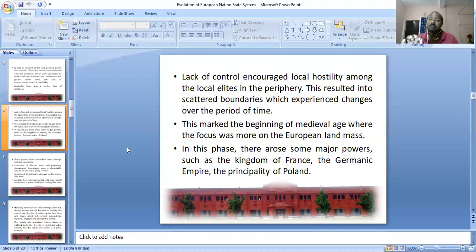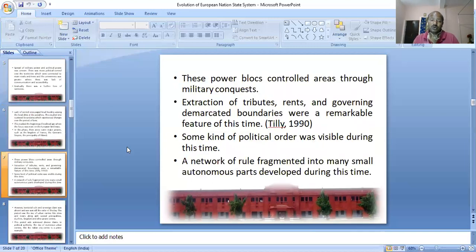So these power centers emerged in the medieval period of Europe. I'm not speaking about Britain. I'm speaking about France, Germany, and Poland. These power blocks conquered areas through military conquests, and extraction of tributes, rents, and governing demarcated boundaries were a remarkable feature of this time. So at that point of time, what was important was the extraction of tributes, rents, and governing demarcated boundaries. These were the kind of works that they used to do during that time.